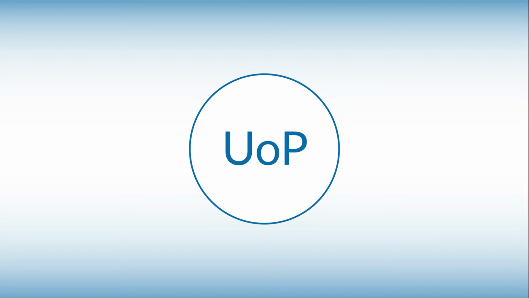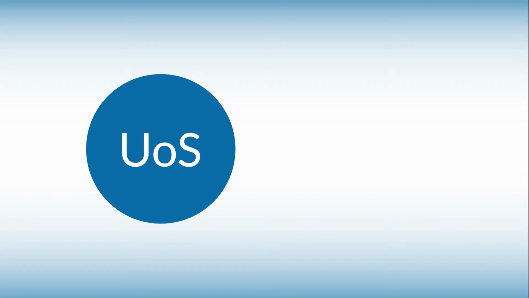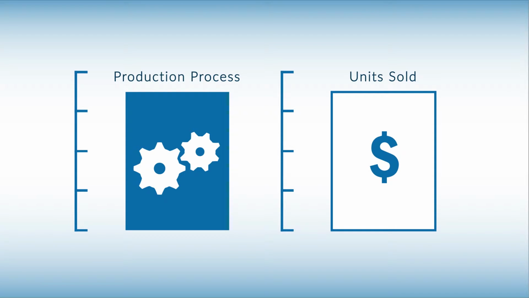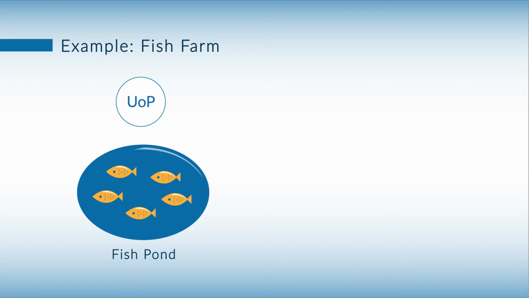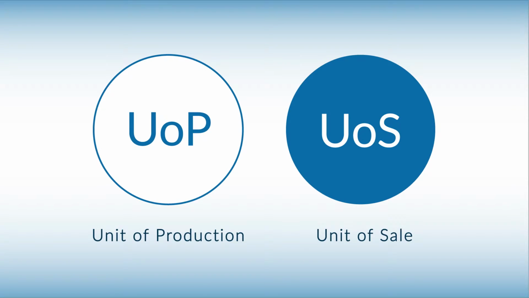The unit of production provides a way of measuring the scale of the production process, while the unit of sale measures the scale of the units sold. These can sometimes be the same, but not always. For example, the unit of production for a fish farm could be a fish pond, while the unit of sale could be an individual fish or a kilogram of fish. Later we will discuss what to bear in mind when selecting your units of production and sale.